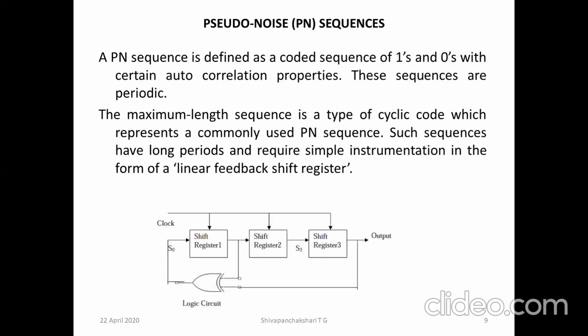One of the most used PN sequences is the maximum length sequence, which is also a sequence of ones and zeros. It's a type of cyclic code which represents a commonly used PN sequence. These maximum length sequences have long periods and require simple instrumentation in the form of linear feedback shift registers. So maximum length sequences are generated using simple digital logic circuits, which are only known to the people using these applications. Without this digital circuitry, this PN sequence cannot be generated. Hence, the name PN sequence or a random sequence.